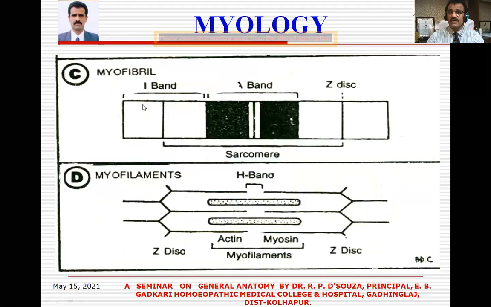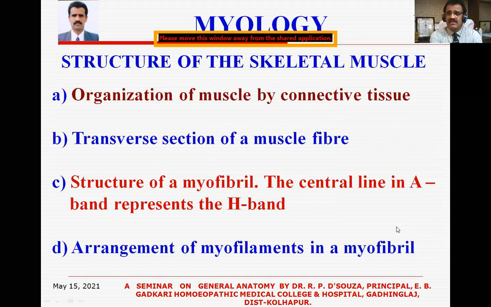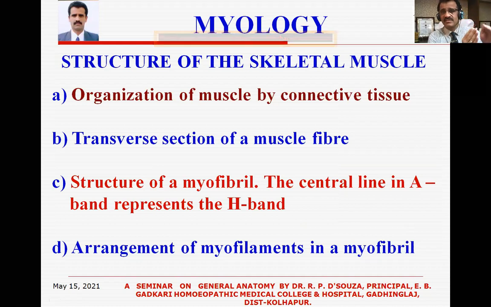Myofibril has an I band, an A band, and its H disc. You can see the part of the sarcomere shown here, and myofilament parts are shown here. For example, actin and myosin are located in the myofilaments, which are the actual contractile elements present in a muscle. The structure of the skeletal muscle, if you consider, has organization of muscle by connective tissue. The muscle is not the only tissue which forms organized skeletal muscle. A muscle will also have connective tissue inside it.